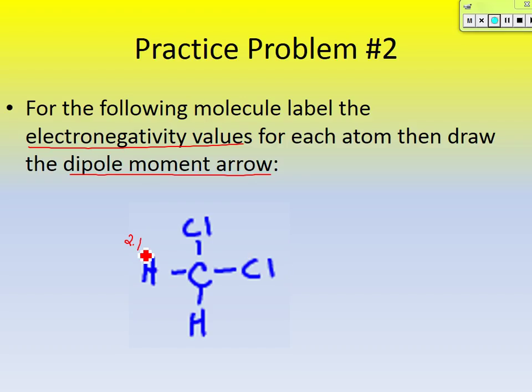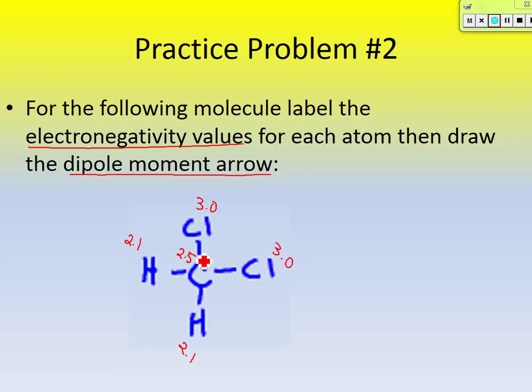2.1. Again, this is a hydrogen, 2.1. What about the chlorine? 3.0, and this chlorine is 3.0. And what about the carbon? 2.5.